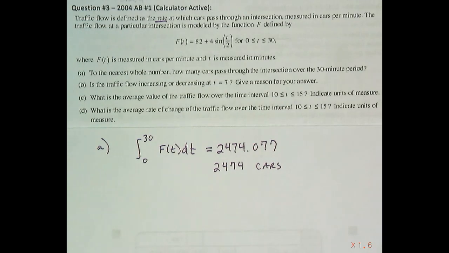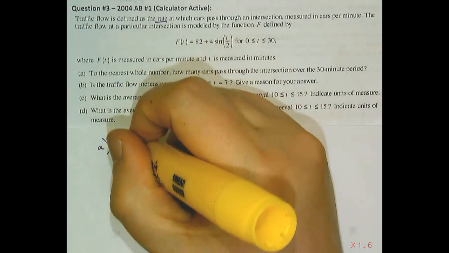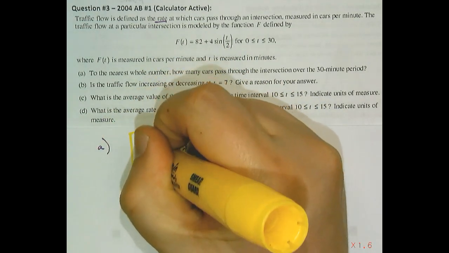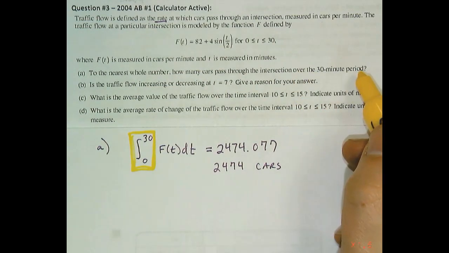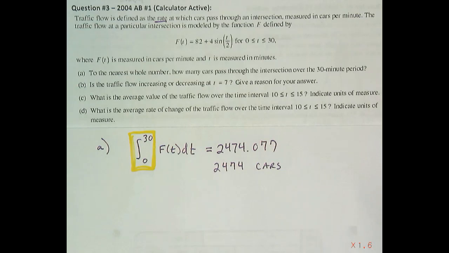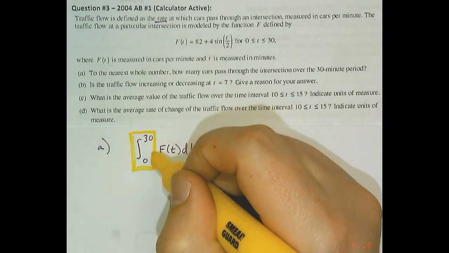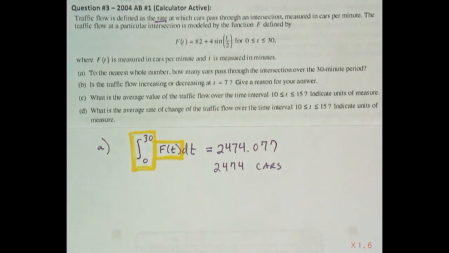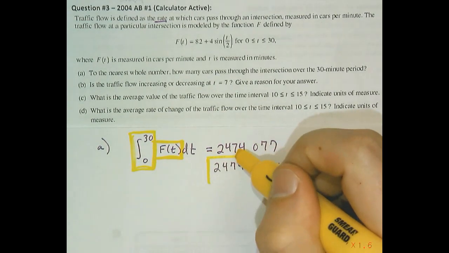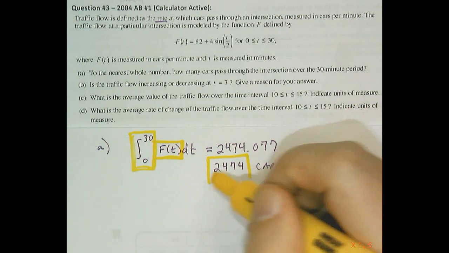This part is worth 3 points. One is, did you recognize you needed to take the integral from 0 to 30, because we're looking at the first 30-minute period. The next point was having the integrand. Did you know that you were supposed to integrate the flow of traffic? And then your third point is the answer, 2474.